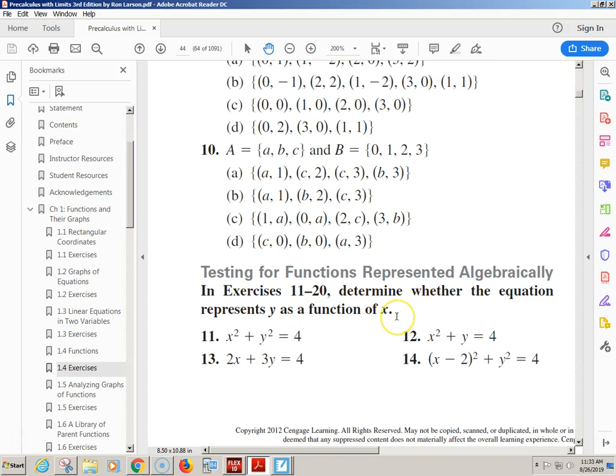Why would a circle fail? Totally not a function. Yeah, vertical line test. It's going to cross through the circle in more than one point. So that's a circle. And the only reason I know it's a circle is because of that standard form equation. Okay. Anything else?